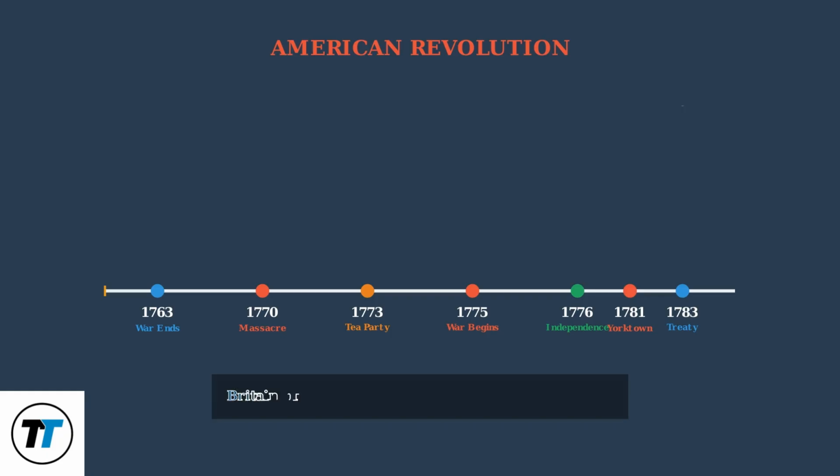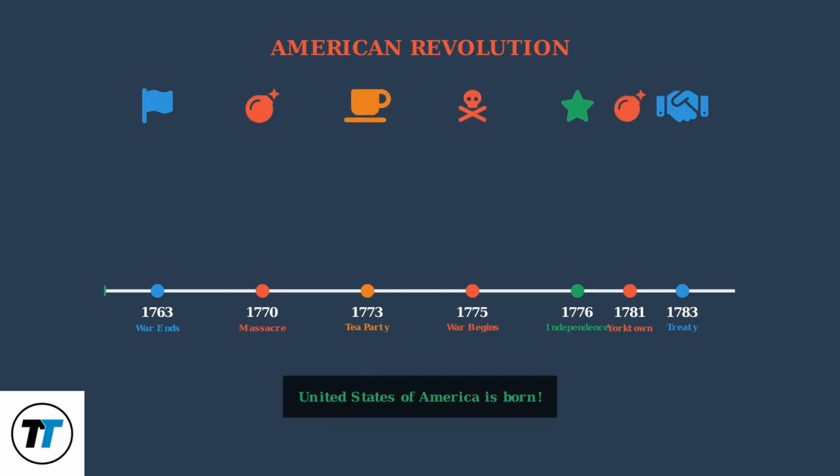September 3, 1783, formally ends the American Revolutionary War with the signing of the Treaty of Paris. British negotiators, led by King George III, officially recognized the United States as a sovereign nation. The treaty establishes American borders from the Atlantic Ocean to the Mississippi River and from Canada to Florida. After 8 years of warfare, the 13 colonies have become the United States of America. The American Revolution is now complete.